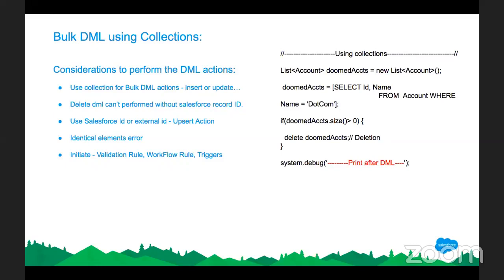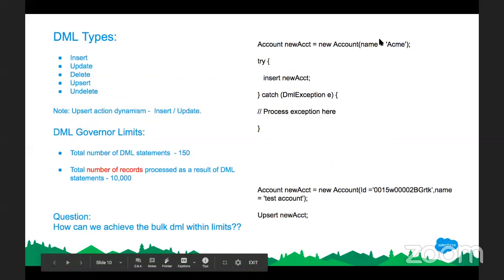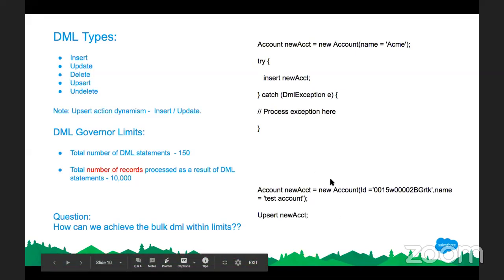So whenever you are doing the DMLs, the record needs to have some ID. In this query, I am already getting the accounts through my SOQL query. The database returned the full accounts, so deleting the accounts is easy. For example, if you are initializing the account variable like this, look at this example, and if you are giving the ID, then only you can do the delete action.